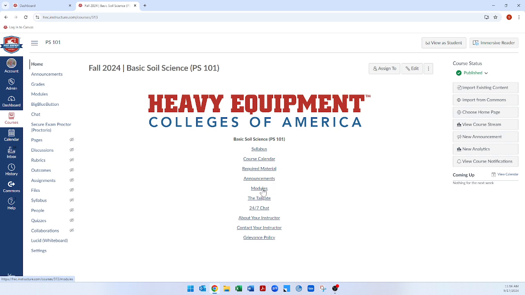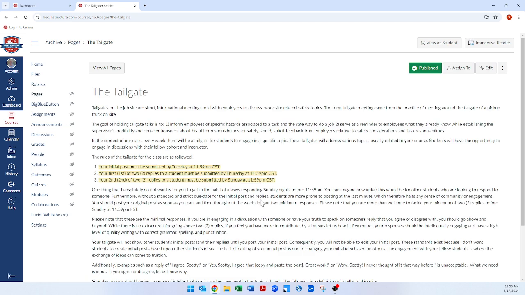And this is all of the modules that we have, 1 through 10. You can go there. I want to pay a little bit of focus on this tailgate. This is the discussion I was talking about. Let's go take a look at that for just a minute. And once again, we're still within the course. There's our home page. We're not lost.